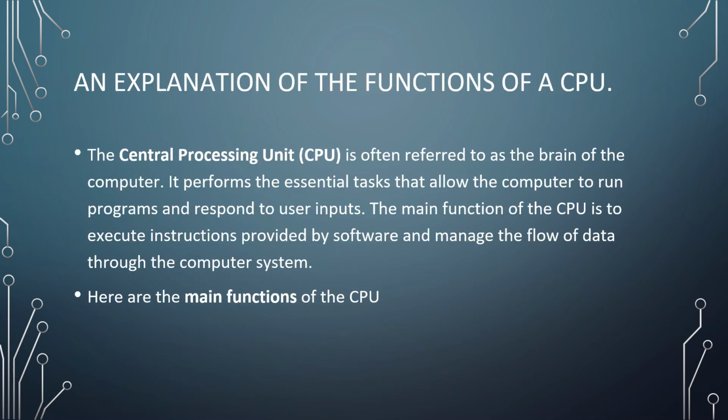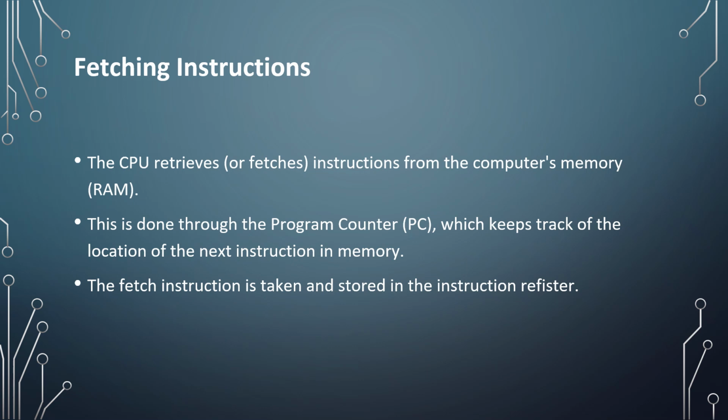In this slide, we're going to see an explanation of the functions of the CPU. The central processing unit is often referred to as the brain of the computer. It performs the essential tasks that allow the computer to run programs and respond to user inputs. The main function of the CPU is to execute instructions provided by the software and manage the flow of data through the computer system. Here are the main functions of the CPU, which will be shown in the next slide. The first function of the CPU is fetching instructions.